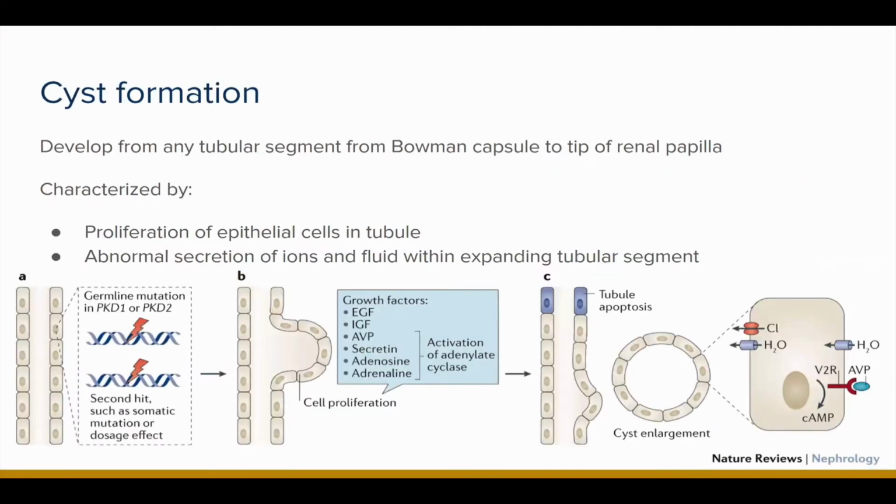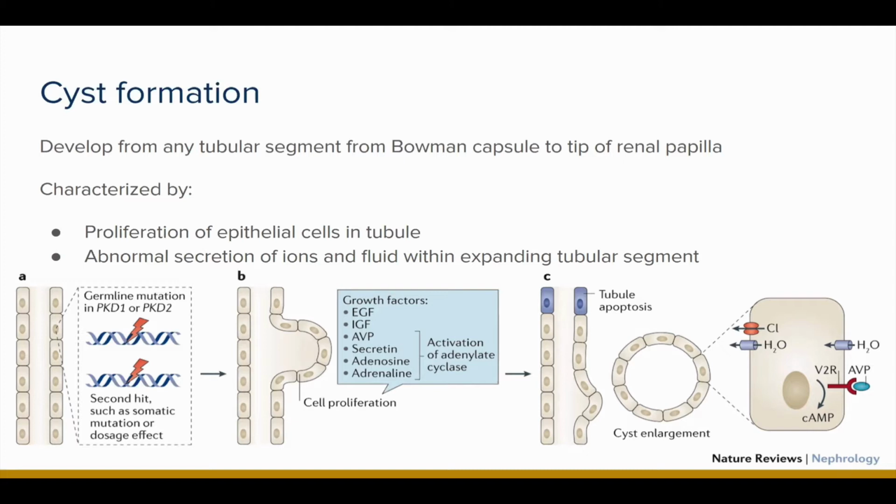Now, the kidney is the most common site for cyst formation within the body, and a cyst is defined as an epithelial-lined sac which encloses fluid. Now, these cysts in this disorder can develop anywhere along the nephron in a tubular segment from the Bowman's capsule to the renal papilla, although they tend to develop predominantly in the collecting duct.